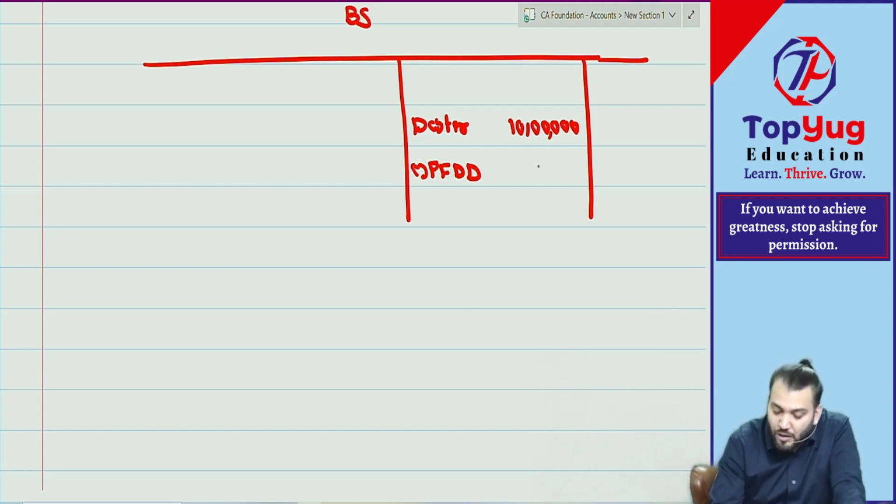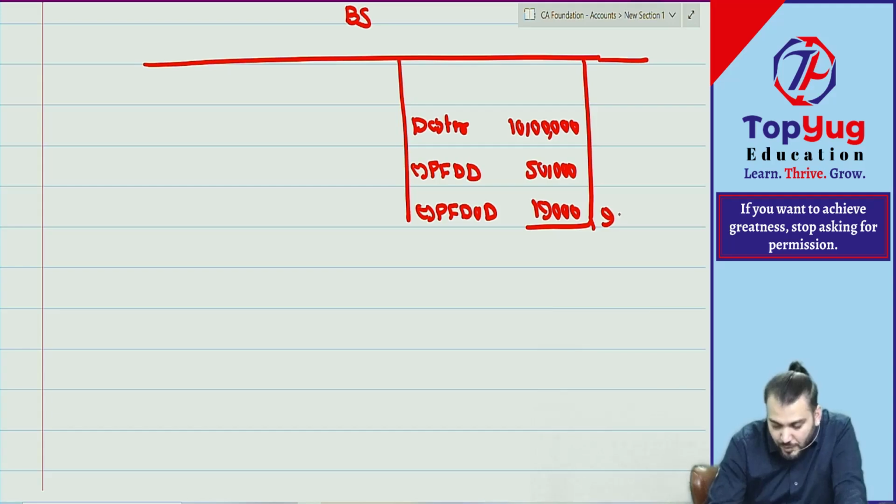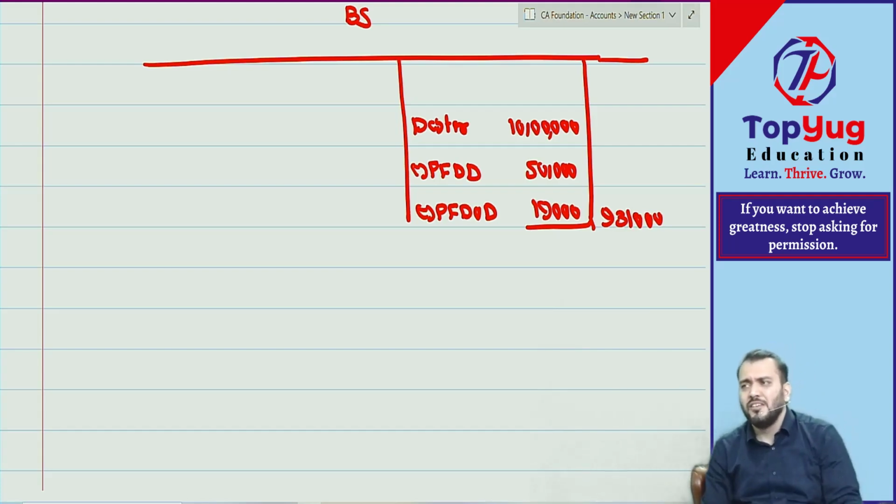Then now we have understood that provision for doubtful debt will be shown by way of deduction from debtor. That is how much? 50,000. And provision for discount on debtor will also be shown by way of deduction. That is how much? 19,000. So net amount is how much? 9,31,000. That we already calculated from that statement.